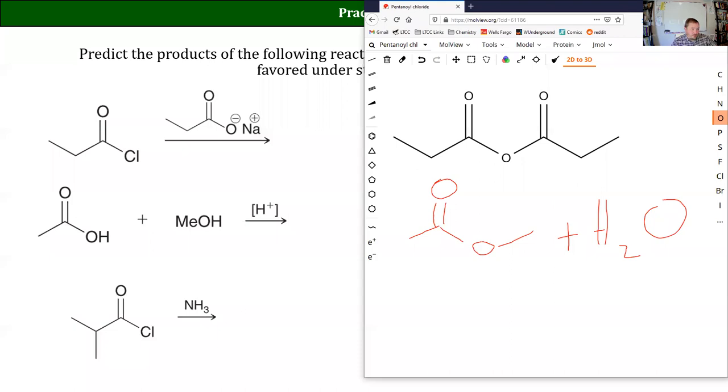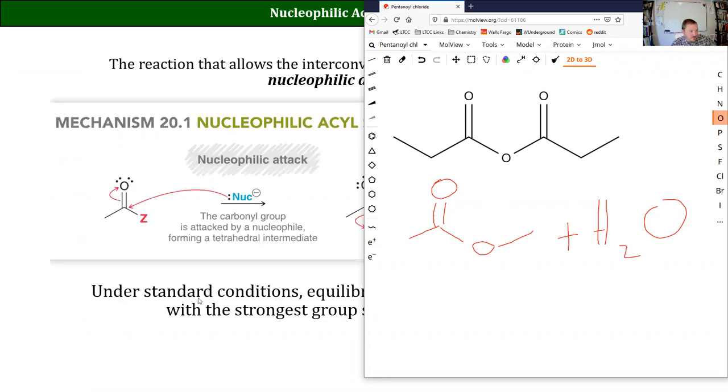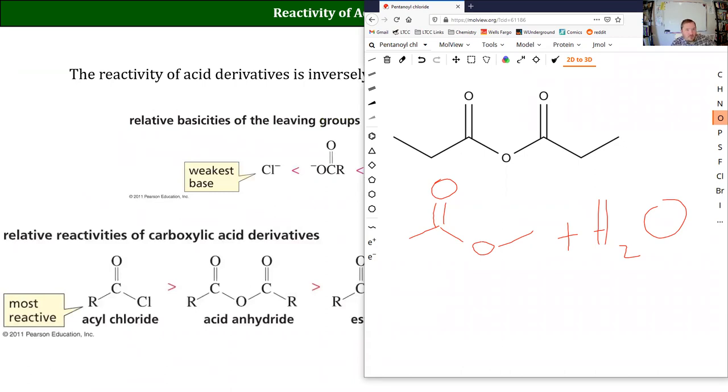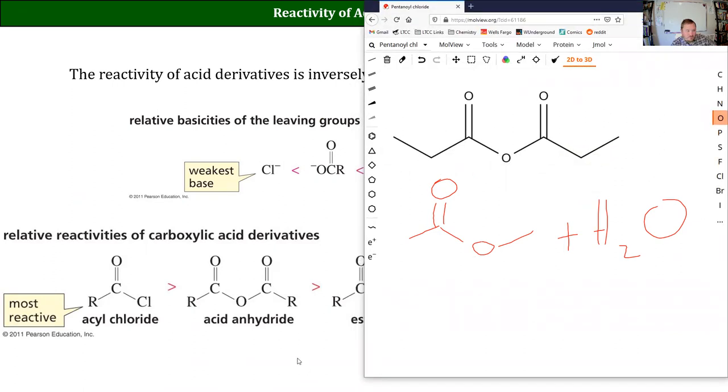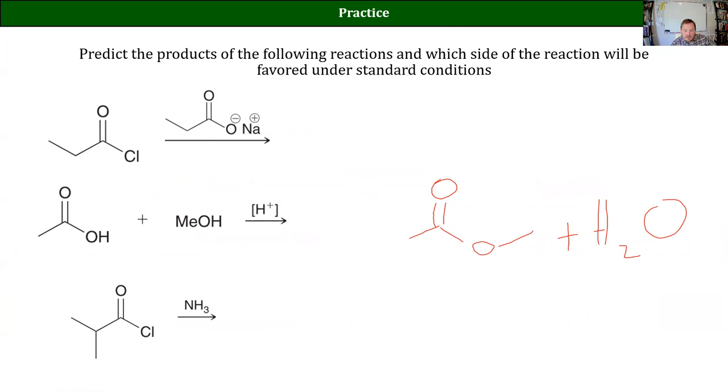So at equilibrium, esters and acids were close to the same reactivity. So this would be one where we'd want to double check our chart here. It says esters are more reactive than carboxylic acids. So we would favor the carboxylic acid side here, although these are close enough that by changing the conditions, if you had a way of removing water, or if you had a whole bunch of methanol, if you reacted this in pure methanol with no water around, you could get it to make this product pretty easily.